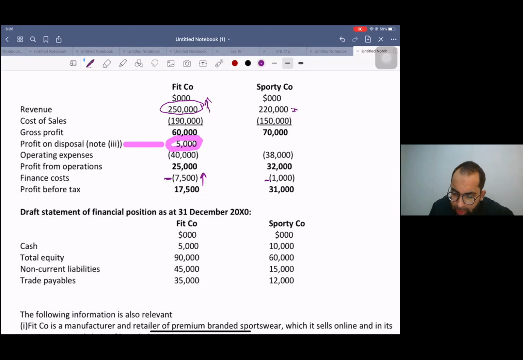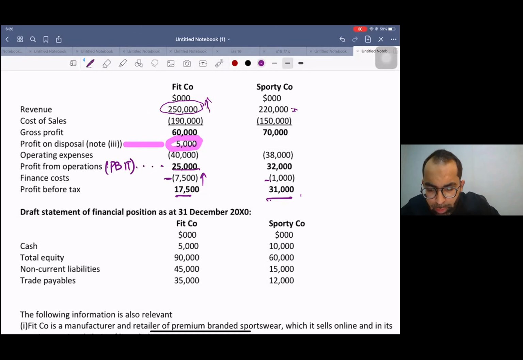Now the final profits. But one thing is clear right now. This profit from operations is also called PBIT. Right now PBIT is 25,000 and this is 7,500. So Fit company has enough profit to cover this finance cost, right?